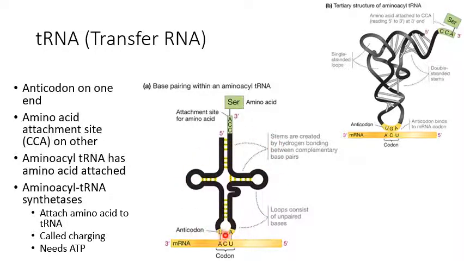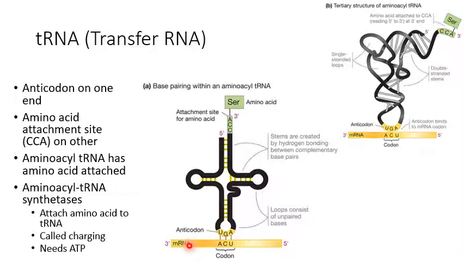On one end you have 3 nucleotides that form the anticodon. That's going to base pair with the codon on the mRNA. On the opposite end, you have an amino acid attached. So those are your 2 basic things that you have to have on your tRNA, an anticodon on one end and an amino acid on the other end.